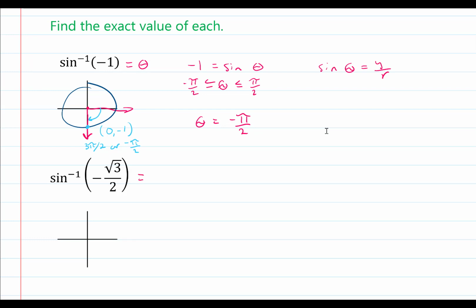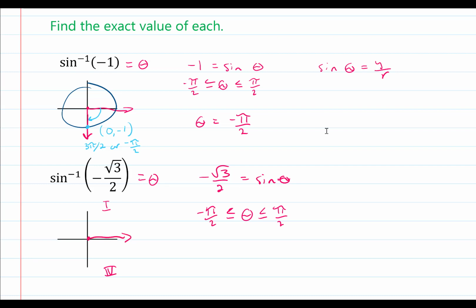So again, I'm going to let this equal to theta. I'm then going to evaluate sine on both sides. So I will get negative square root of 3 over 2 is equal to the sine of theta. So what I'm really trying to find is the angle that when evaluated for sine is equal to the ratio of negative square root of 3 over 2, but I need to keep in mind that theta has to be greater than or equal to negative pi over 2 and less than or equal to positive pi over 2. Now that negative pi over 2 to positive pi over 2 really restricts the terminal side to be either in quadrant number 1 or quadrant number 4.